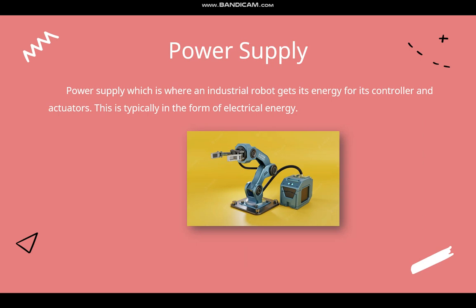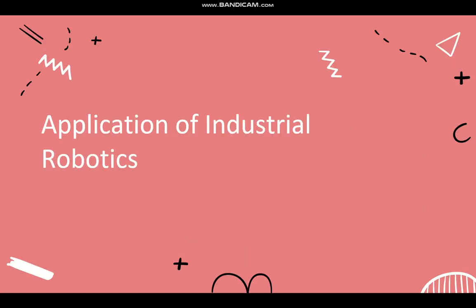Now, lastly, the power supply, which is the most important component of a robot. Nothing works without this. The power supply is where the industrial robot gets its energy for its controller and the actuator. This is typically in the form of electrical energy.